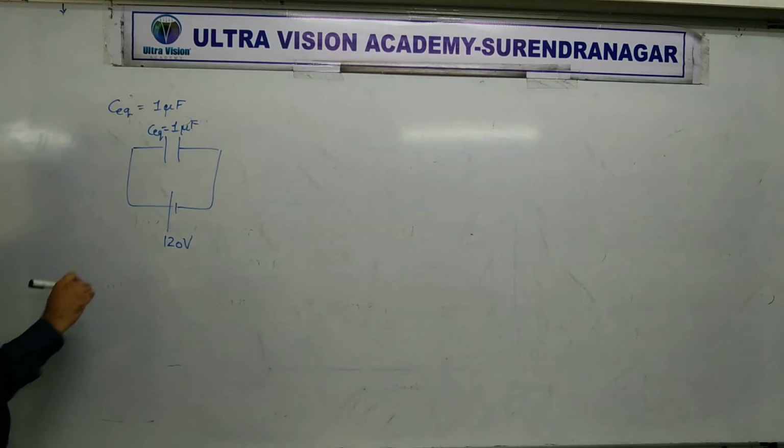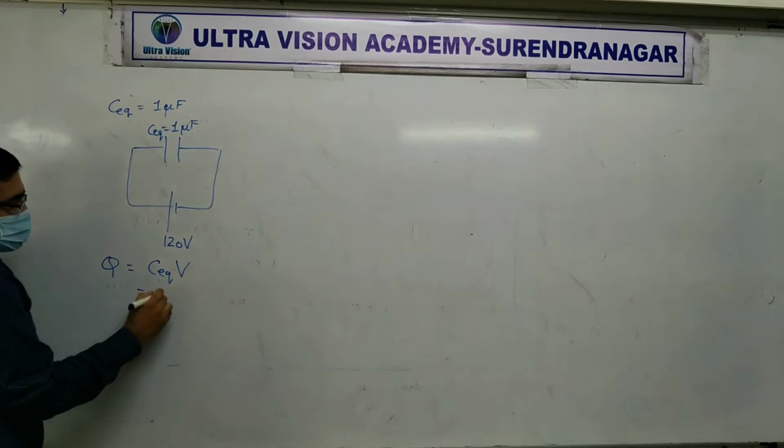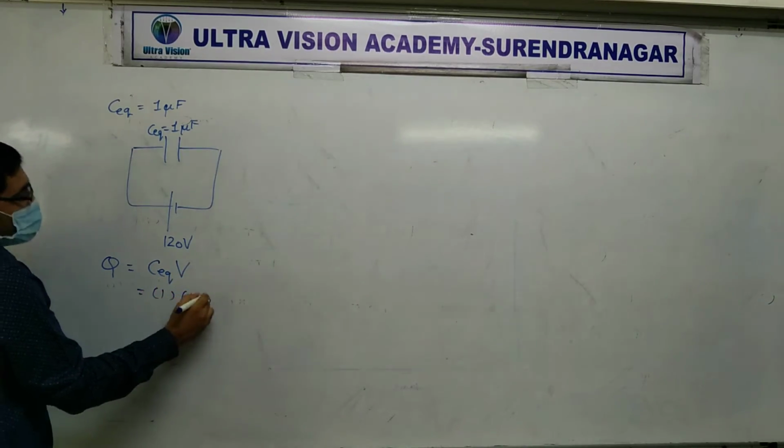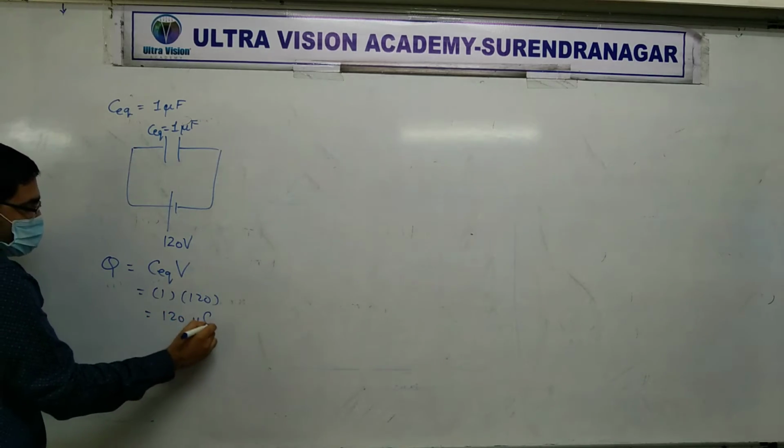Then find charge. So how to do it? C equivalent into V. So C equivalent is 1 and V is 120, but don't forget the unit micro. So this will be 120 micro coulomb.